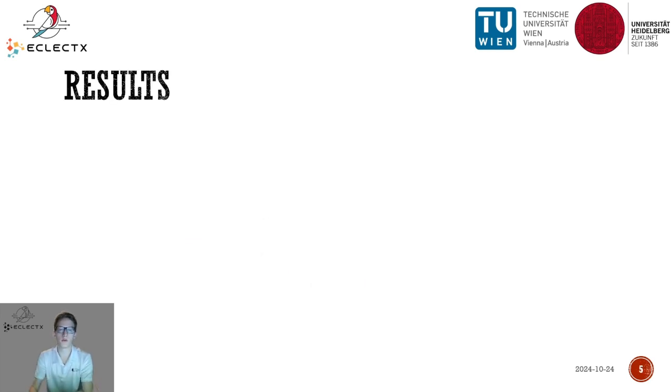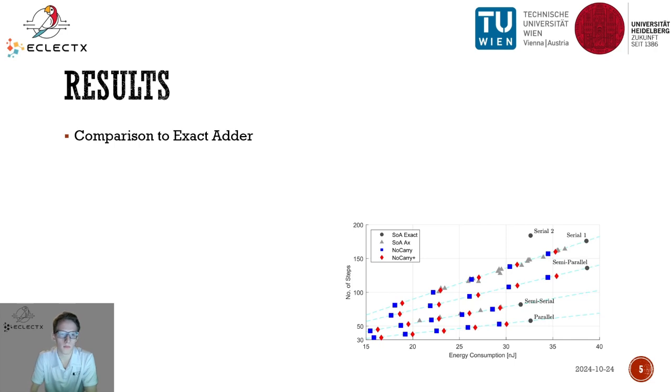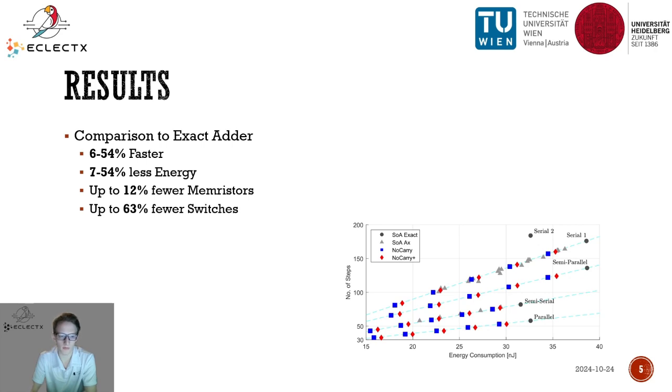And what are the actual results of our work now? If we compare to the exact adders, as you can see here at the dark gray dots, we have drastic improvements. We are 6 to 54% faster with an approximation degree of 5 out of 8 adders. And we also require up to 54% less energy compared to the exact algorithms. We were also able to reduce the number of memristors required in the parallel topology. And we also use up to 63% fewer switches, also in the parallel topology.